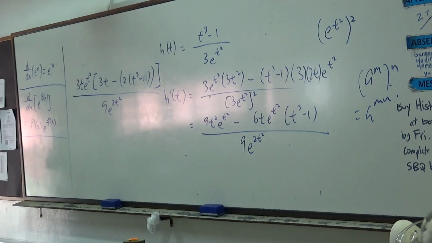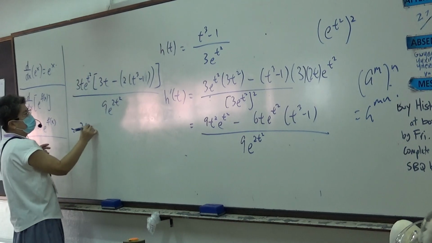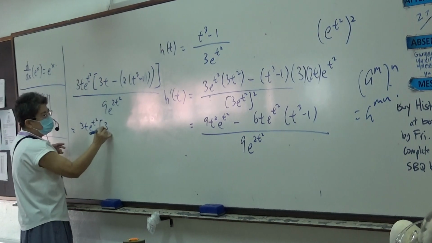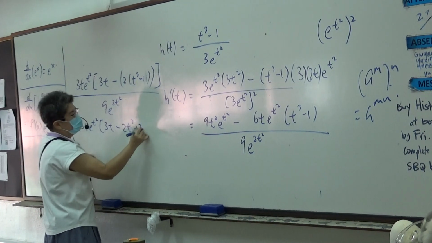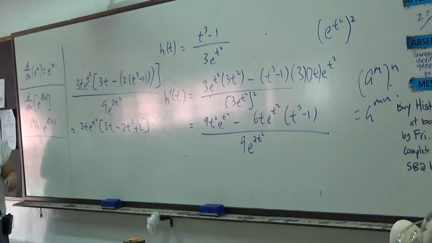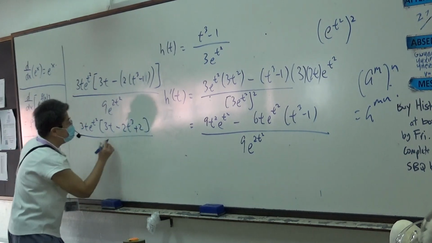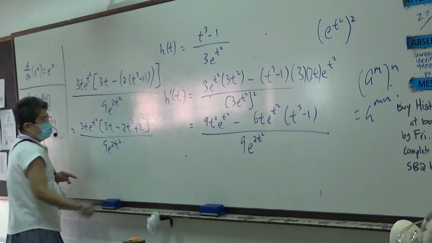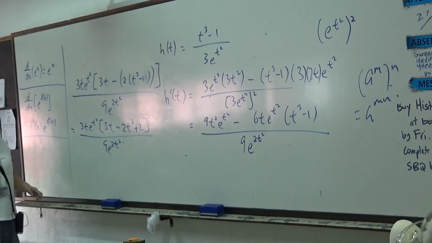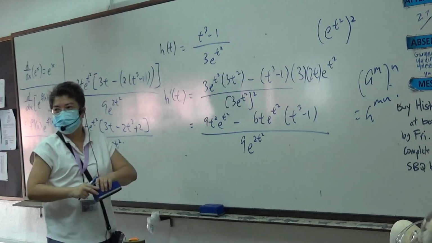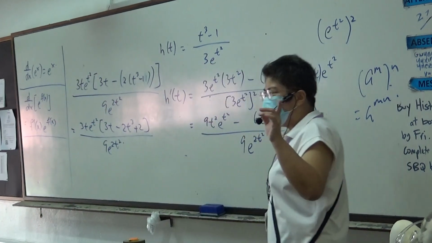Correct class? Now I'm going to do here very easy first. Don't write down, just listen. This is minus 2t cubed plus 2, okay? Alright? Am I right? Okay, then over 9e^(2t squared). Okay? Now, what is the meaning of 2e to the power of 2t squared?